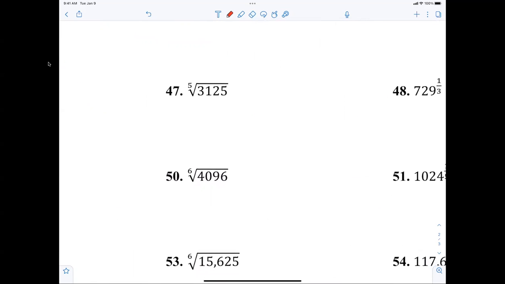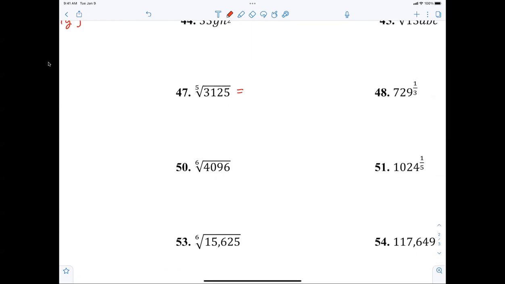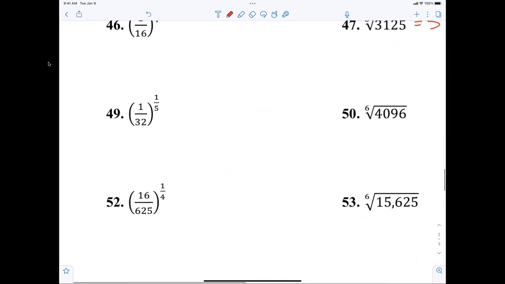Okay, now you're typing this in for me. The 5th root of 3125. However you want to do it, I don't care. Loud and proud. Someone tell me. 5. 49.